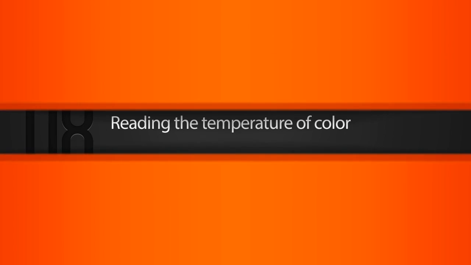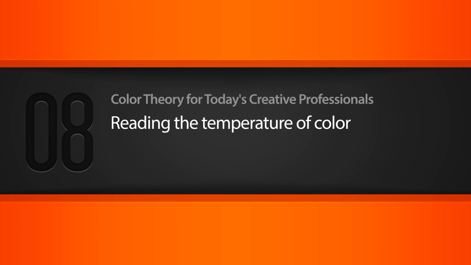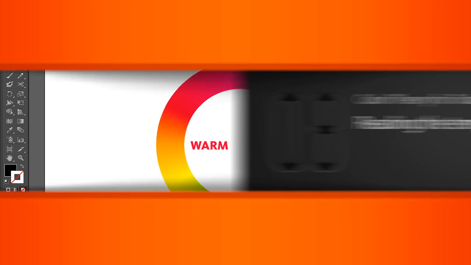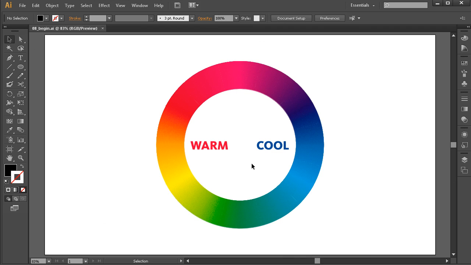In this lesson, we'll learn about the temperature that can be associated with the colors that we see. All right, great. So I've got the Lesson 8 Begin file open in front of me here, but if the idea that there is a temperature that can be associated to various hues on the color wheel is new to you, then this is the place for you.